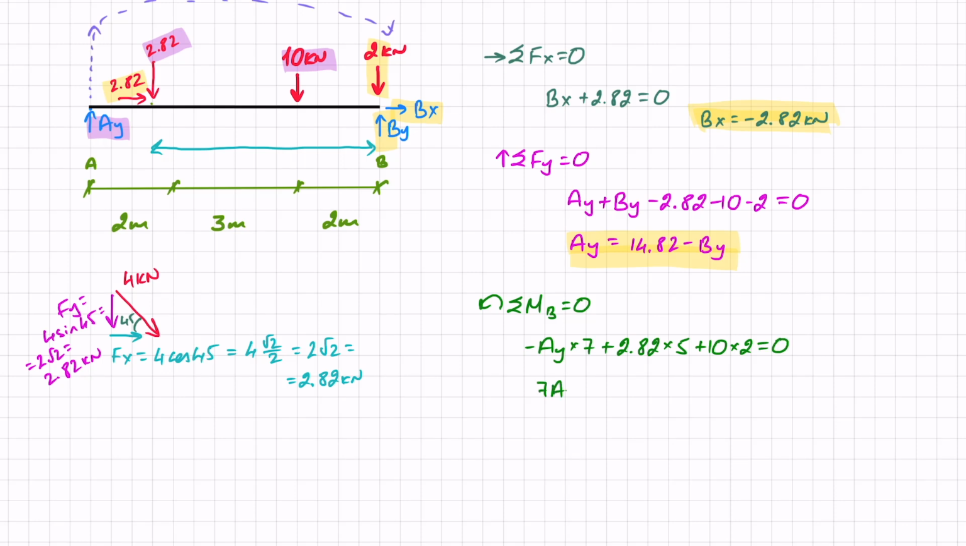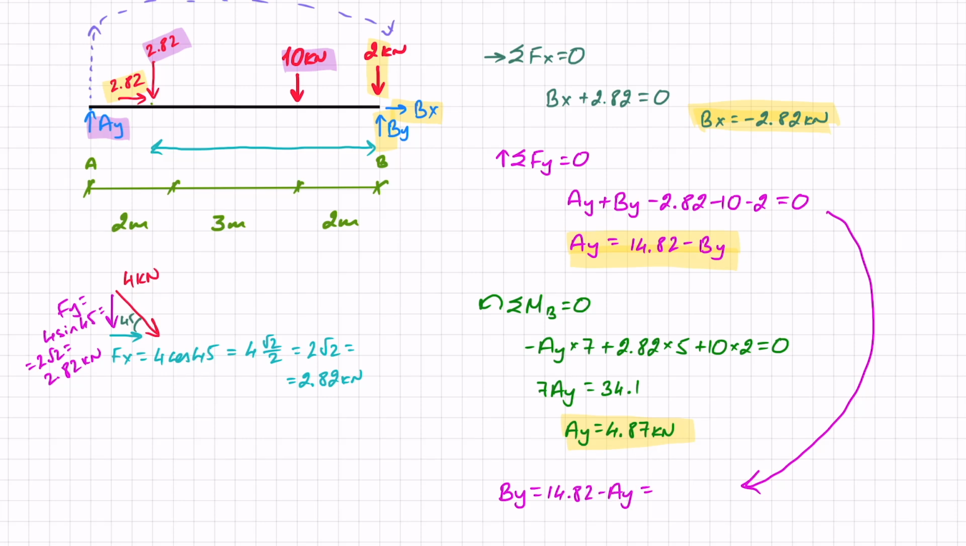So I've got 7 AY equals 34.1, and if I divide both sides by 7, I get that AY equals 4.87 kilonewtons. Now that I have that, I can go back into my second equation, so this one here, and figure out what BY is. Should have probably written this the other way around, but BY equals 14.82 minus AY, and therefore BY equals 9.95 kilonewtons.